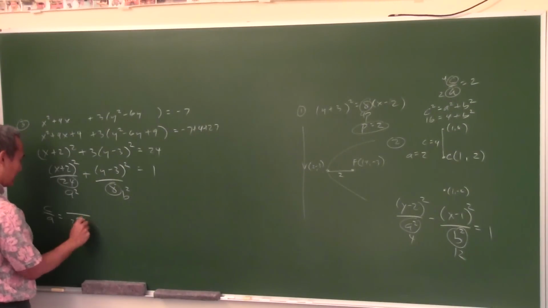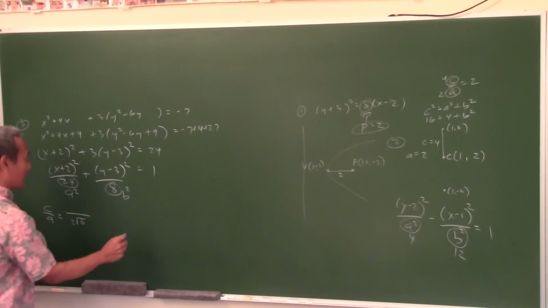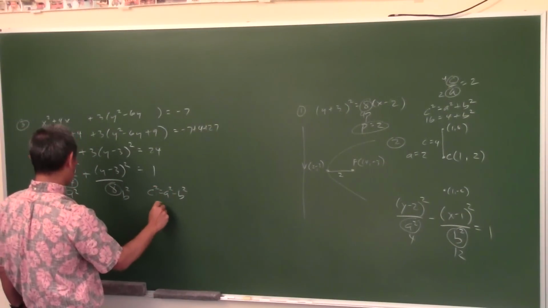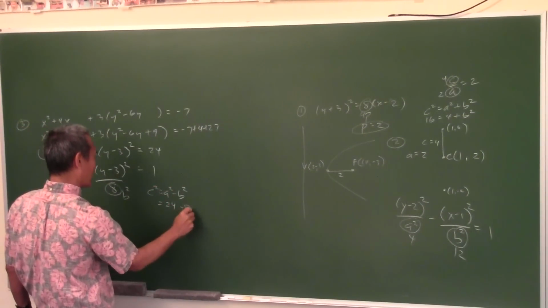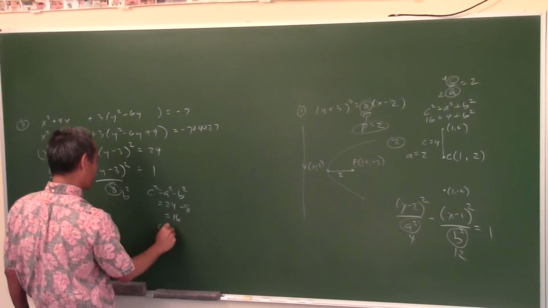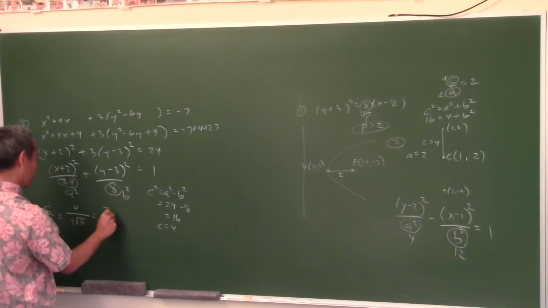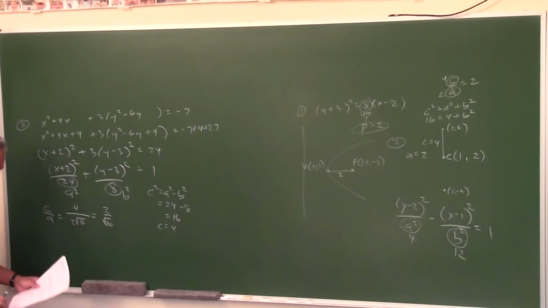How do you figure out c? Well, in an ellipse, c squared is equal to a squared minus b squared. So that's going to equal 24 minus 8, which is 16, which means c is 4. So you got that. The eccentricity is then going to be 2 over root 6.